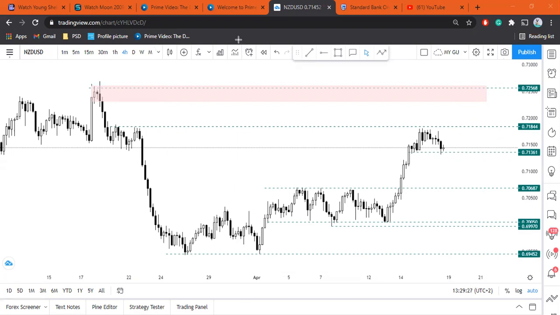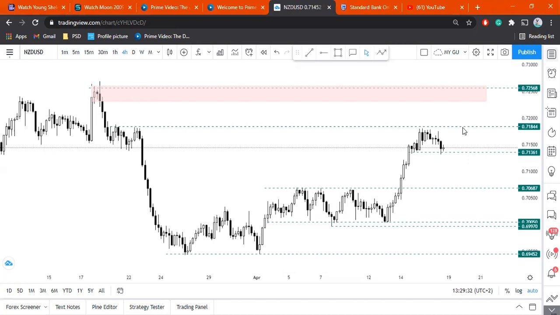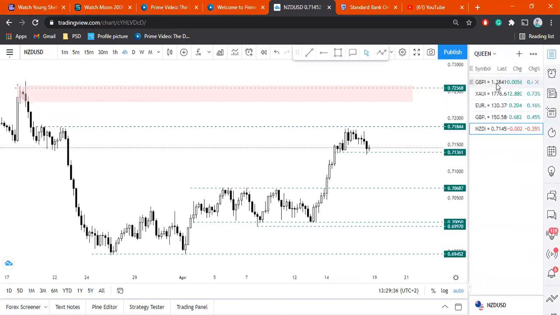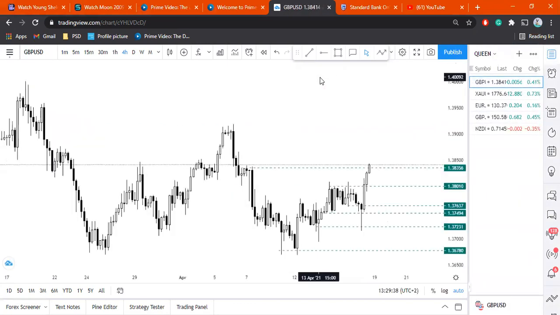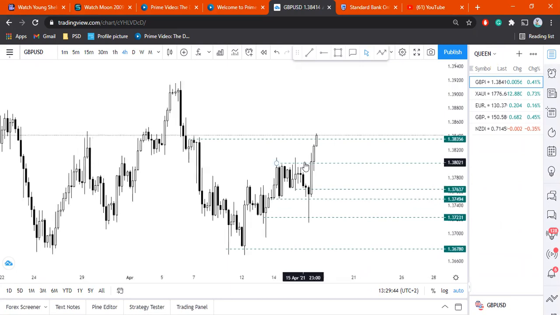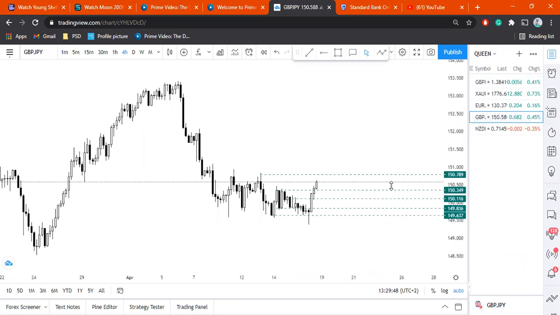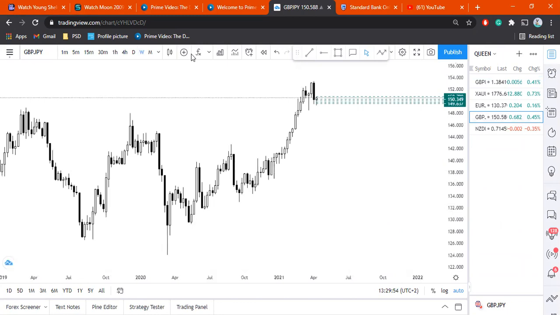Now we have very little time left, but we are going to look at pound USD. Oof, that is beautiful. Maybe pound yen. Let's look at pound yen. All right, we have pound yen. Let's look at our weekly candle.